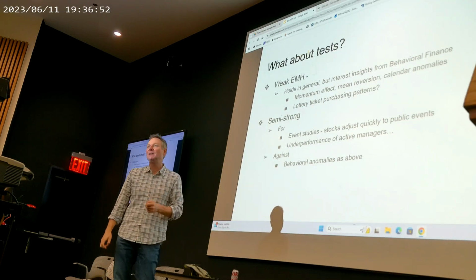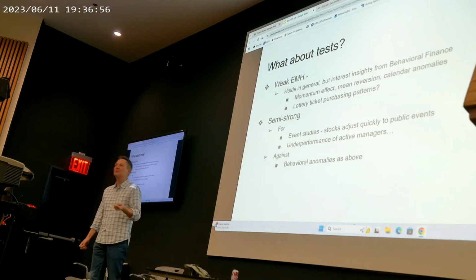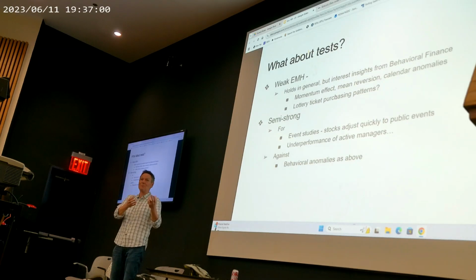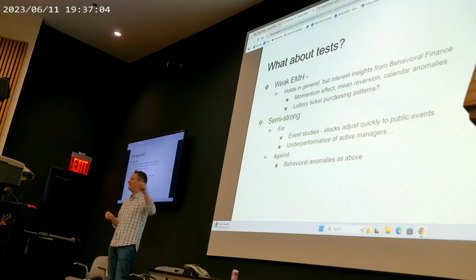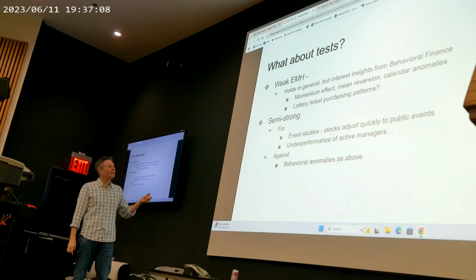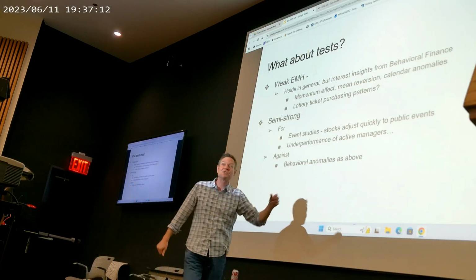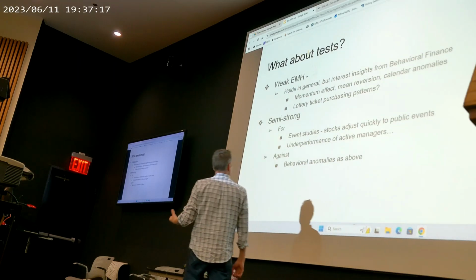I had a student many years ago who was working on one of these, looking at beer ratings: what happens to the ratings when a major brewery buys a small microbrewery. He did an event study of that. So those tend to affirm this idea that public information generates a very quick reaction in a stock price. So that's some evidence for it.